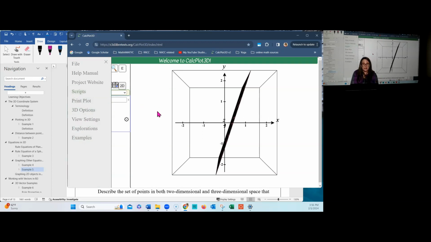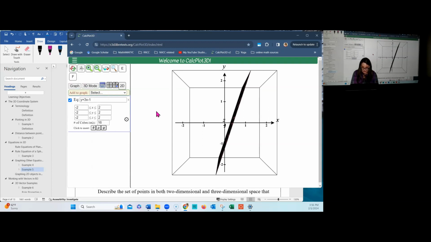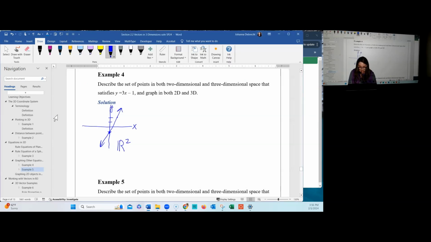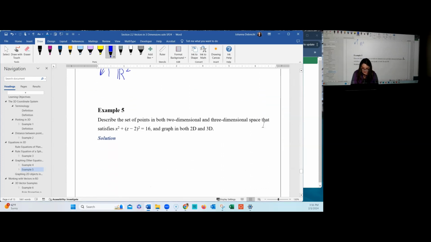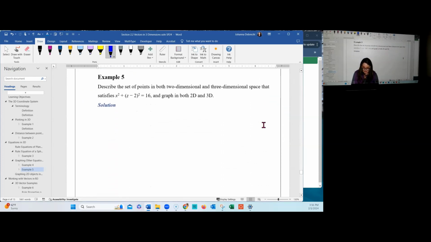There are also shortcuts, and there will be a guide to help you on learning how to do that. So again, what in 2 dimensions is a line, in 3 dimensions is a plane that extends in all directions forever. Now let's take a look at this equation right here.